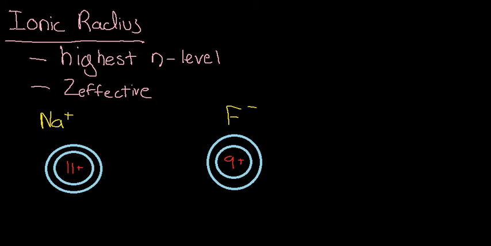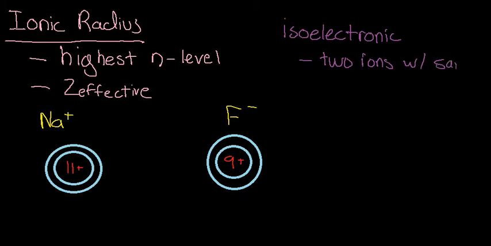So what I have here is two atoms, or two ions, that are isoelectronic. Iso, as we discussed in an earlier video, means the same, and electronic means electron. So isoelectronic means two ions possessing the same number of electrons. Two ions with the same number of e minus. So why do these two have the same number of electrons?